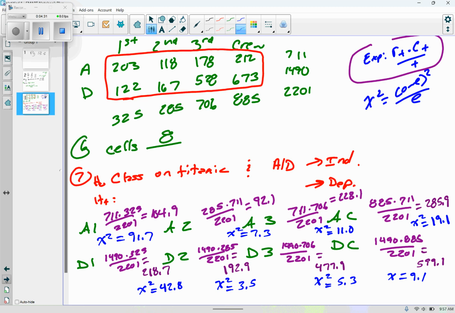So page 55 in the notes, chi-squared test for independence, part 2. It says, after calculating the observed, expected, and chi-squared values, you add the chi-squared values to obtain the chi-squared test statistic. Okay? So on this particular board, I'd add the 91.7, 7.3, 11.0, 19.1, and so on and so forth. So that's basically the sum of the chi-squared.